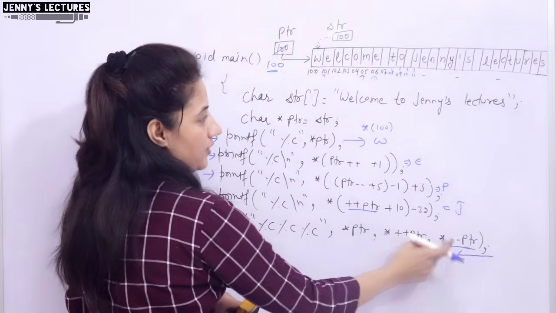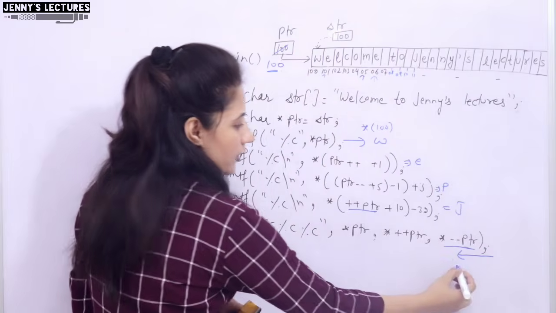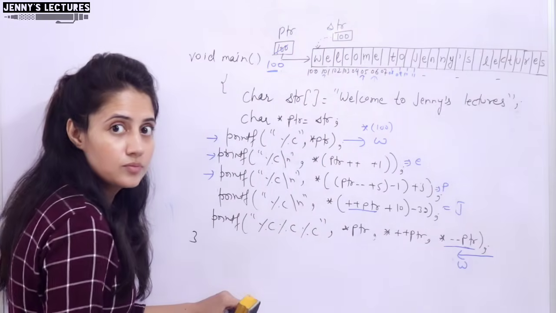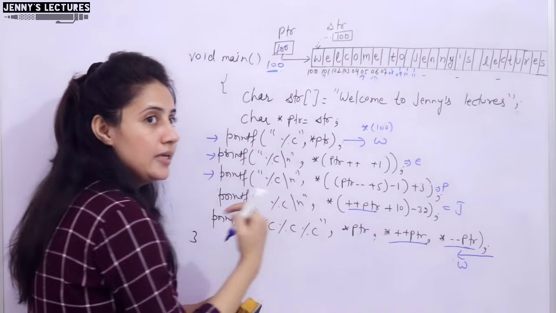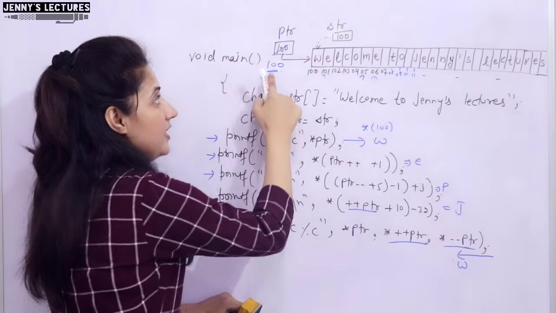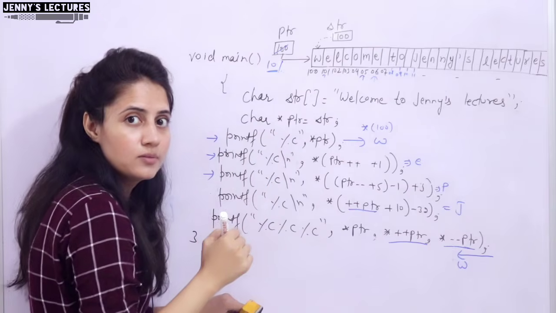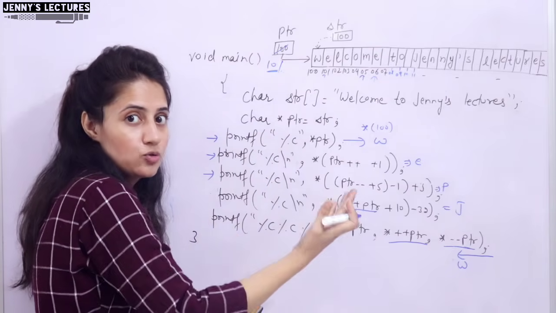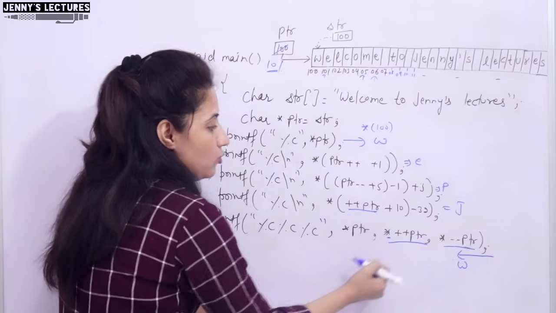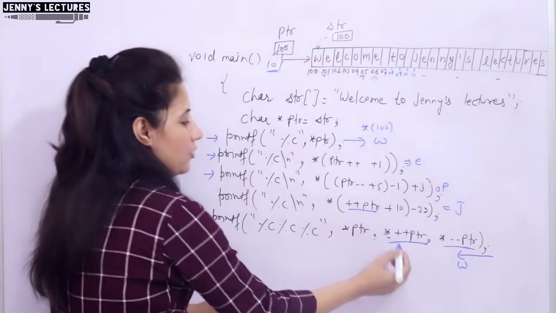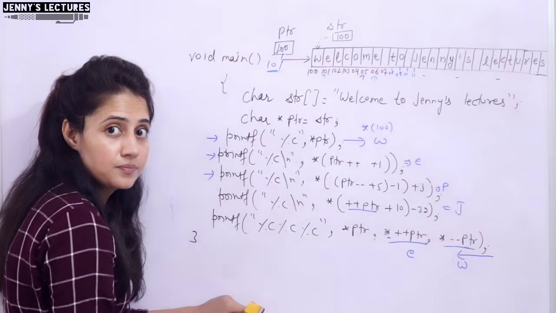So the value at 100 is W. So it will give W, right? Now this one, pre-increment. Now PTR becomes 101 again. Pre-increment means plus 1, next location, right? And whatever the value is, that would print. So at 101, what is the value? E. So it will give E, right?